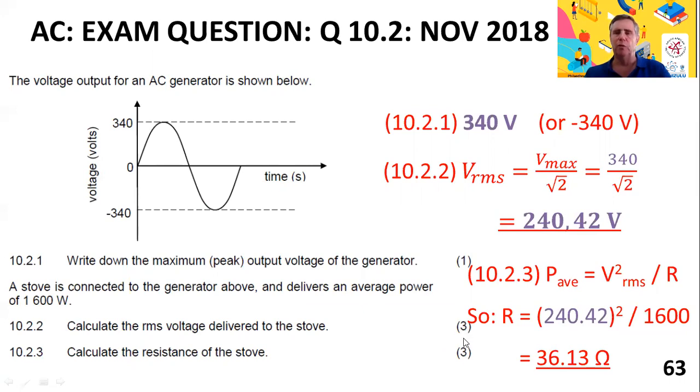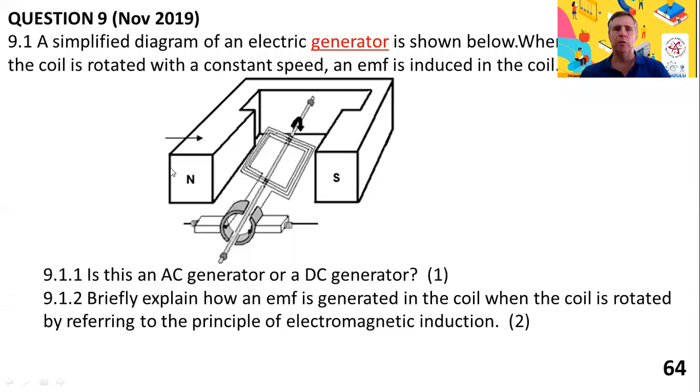These were simple questions for 3 marks each, so I didn't bother to go through the whole PROGRESS method, but we will do it in the next example. Let's continue with the November 2019 question.